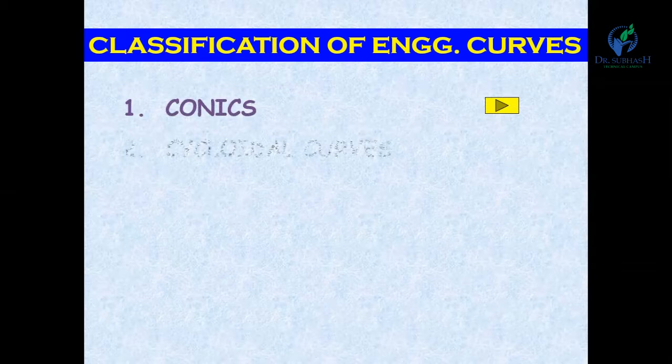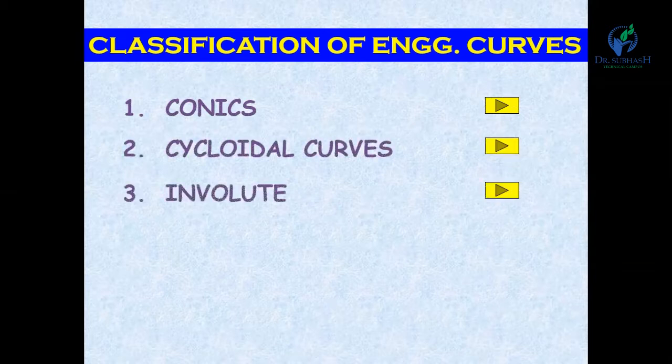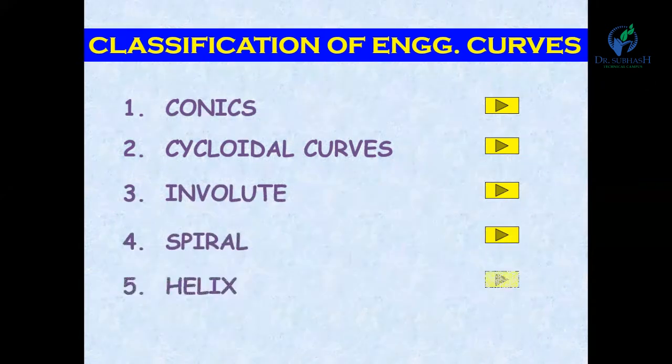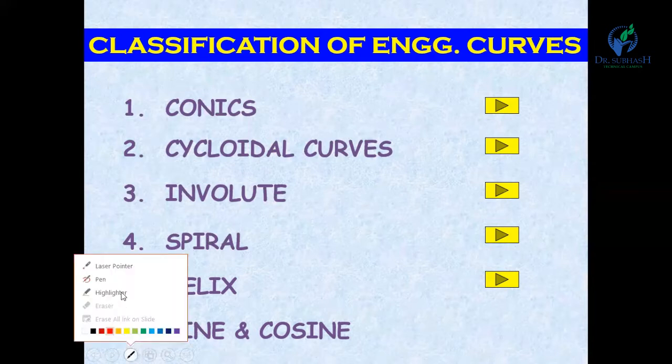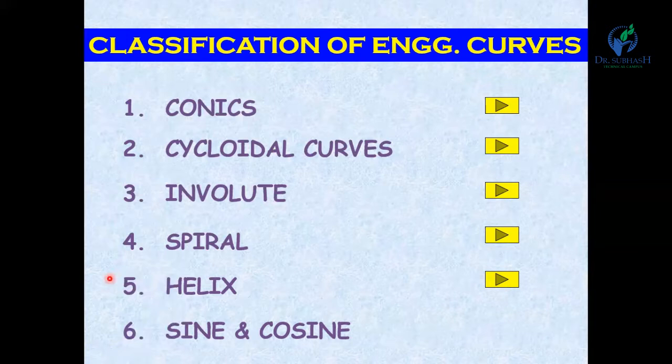Classification of engineering curves. First is the conic curves, cycloidal curves, involute curves, spiral curves, helix, and sine and cosine. But as far as our syllabus is concerned, we have to learn only conics, cycloidal, involute, and spiral. Okay, so we have to learn only these four curves.